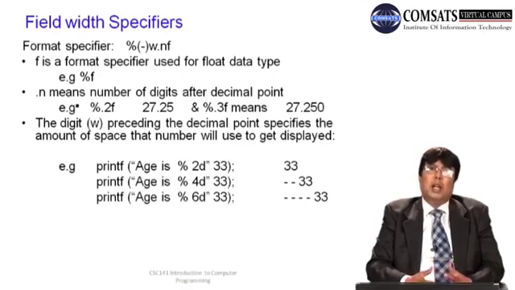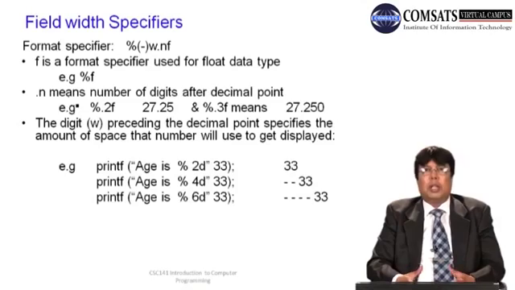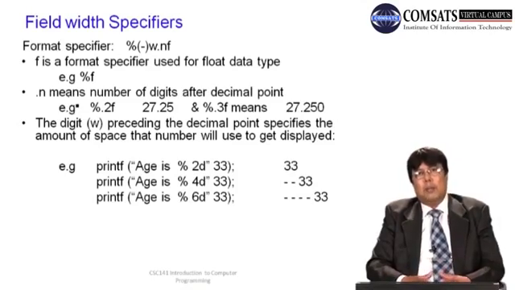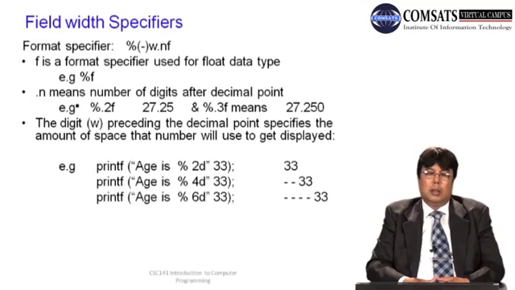Field width specifier. We can not only use the format specifier, but we can also control the width of the data, width of a number that you are going to print on a screen. The generalized format is % minus or without minus w.nf. You might not find this w.nf. I have just used it to explain it.